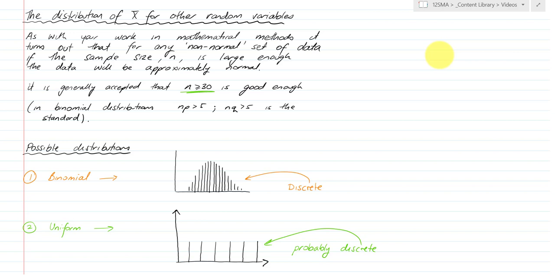You remember in Math Methods we've talked a bit about the fact that sampling from any set of data that follows some form of pattern, if you take a large enough sample, then it will be approximately normal. It's generally recognized that a large enough sample number is greater than or equal to 30, and that's quoted in the syllabus, so you can use that, except for the binomial one, where np has to be greater than 5, nq has to be greater than 5.